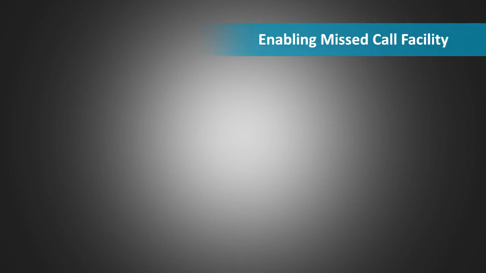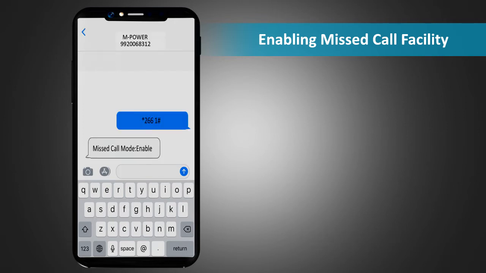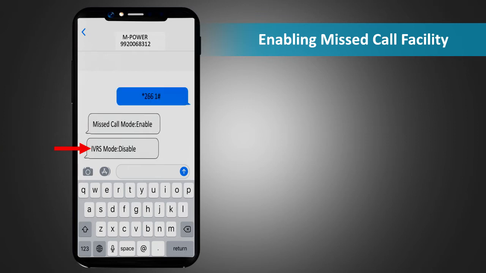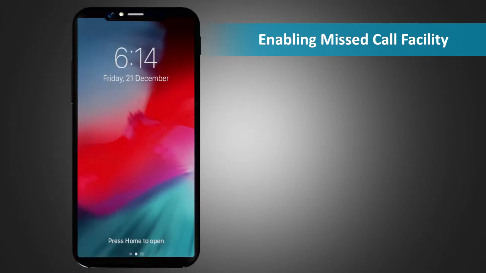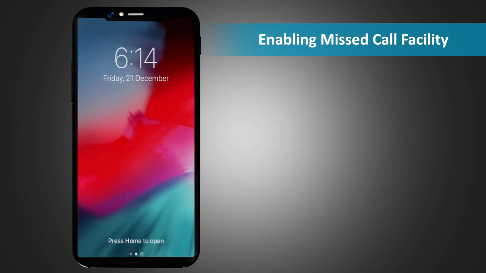Enabling missed call facility. To enable missed call facility, send SMS star 266 space 1 hash to the unit. The response SMS will confirm that it is enabled and the IVRS facility is disabled. Once you enable the missed call facility, if the unit cuts the call received from the user between 1 to 2 rings, the pump will turn on or off depending on its previous status.